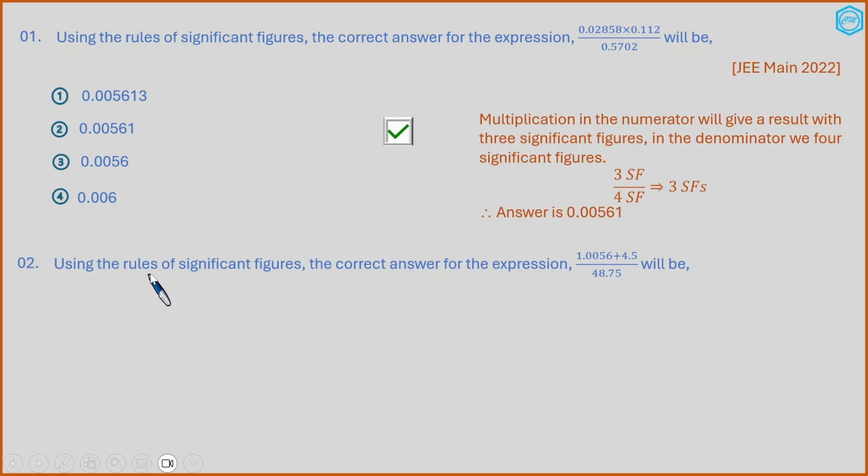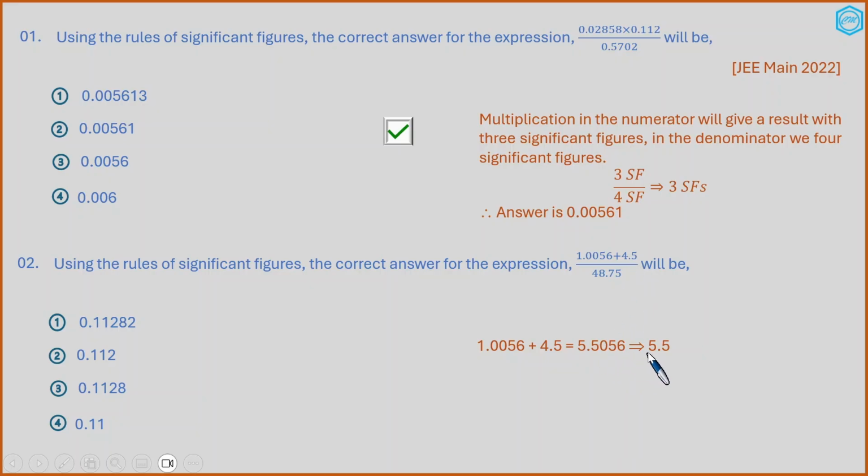Now the second question, using the rules of significant figures, the correct answer to the expression 1.0056 plus 4.5 divided by 14.75 will be option 1, option 2, option 3 and option 4. Here addition and division. And in addition, we consider the number of decimal places. This number is having 4 decimal places while this is having only 1. So this is the least precise value. Therefore, when we add, we get this quantity.